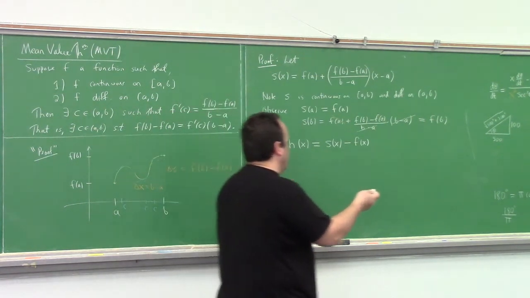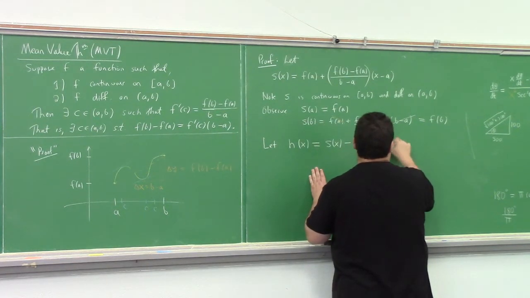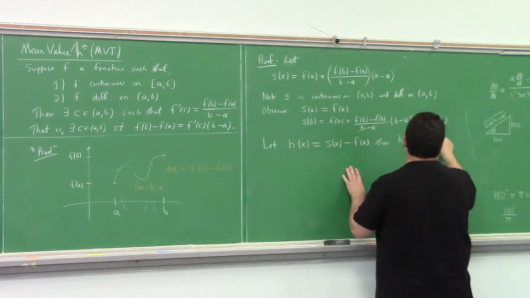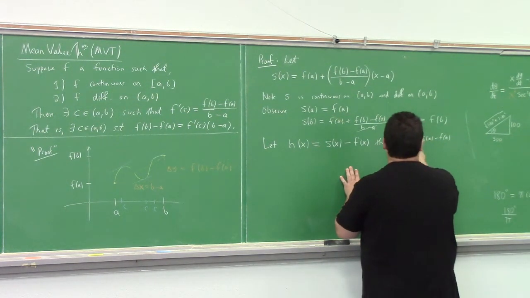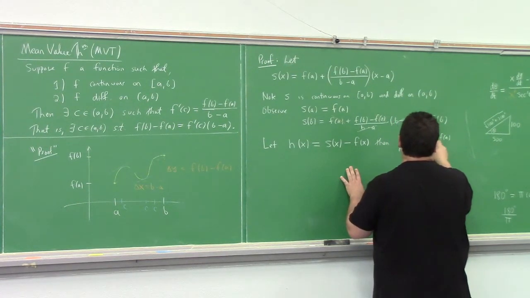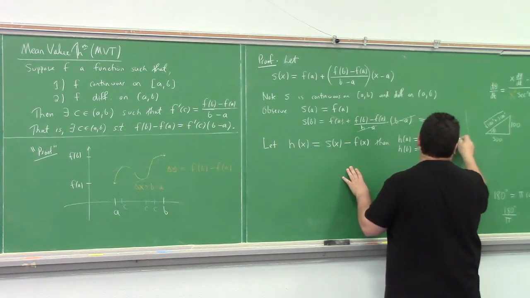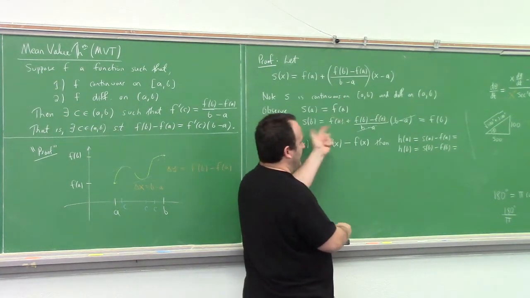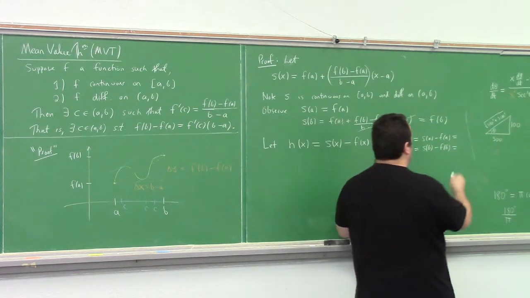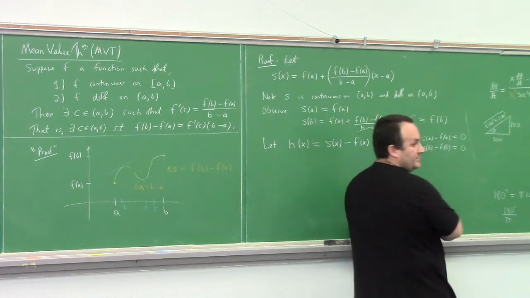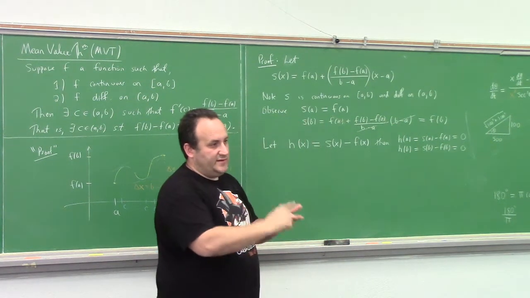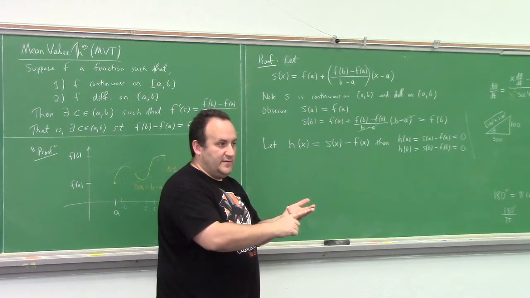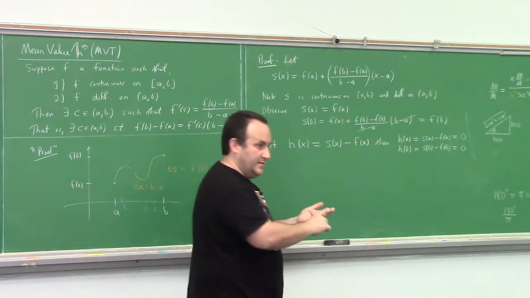And what is h of a? H of a is s of a minus f of a. H of b is s of b minus f of b. What are those equal to? Well, remember s of a was f of a, and s of b was f of b. So these are both 0. So now we have a function that is continuous, differentiable, and has matching values at the endpoints. So we may apply Rolle's theorem to h.